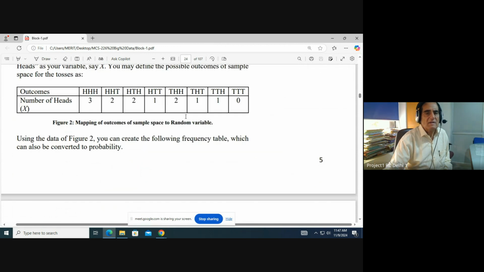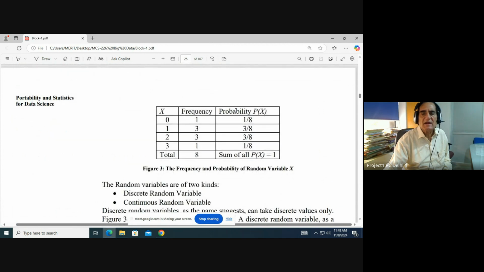Okay, all right. So this is 3 heads, which has occurred only once. That is 1 by 8. This has occurred at 2 heads, this is 2 heads, 2 heads. So 1, 2, 3. So this is 3 by 8.